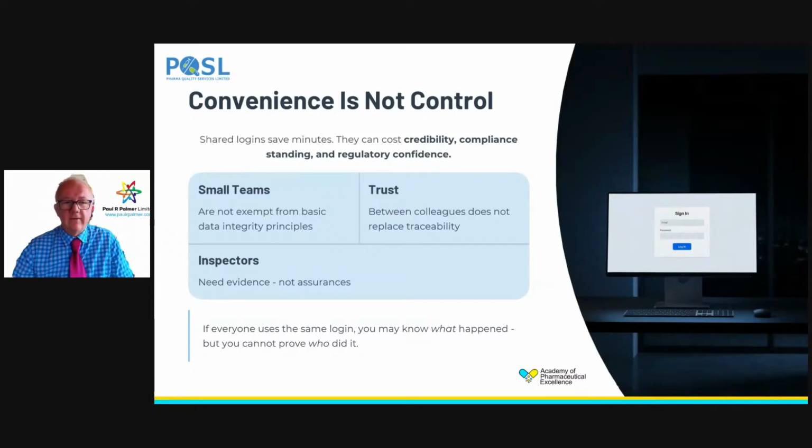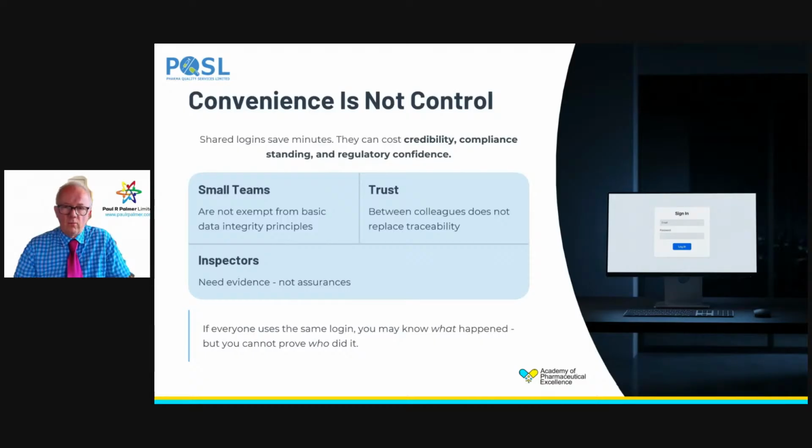Shared logins save minutes. Yes, they do. But they can cost you in credibility, compliance standing, and regulatory confidence. And that's much bigger than a few extra pounds on a system that actually is compliant. And spending the time to set it up properly with unique user IDs for every single user that's authorized to use that system, and actually deactivating them when they're no longer available. Small teams are not exempt from basic data integrity principles. Trust between colleagues isn't sufficient to replace traceability.